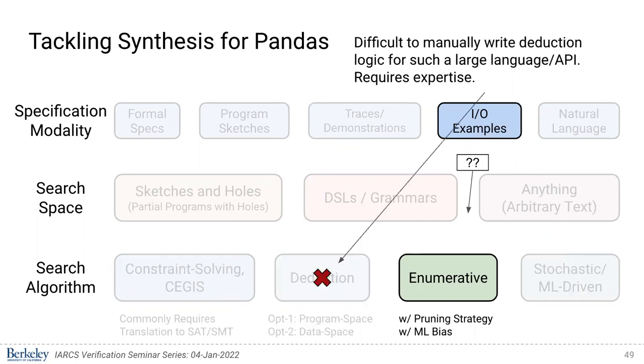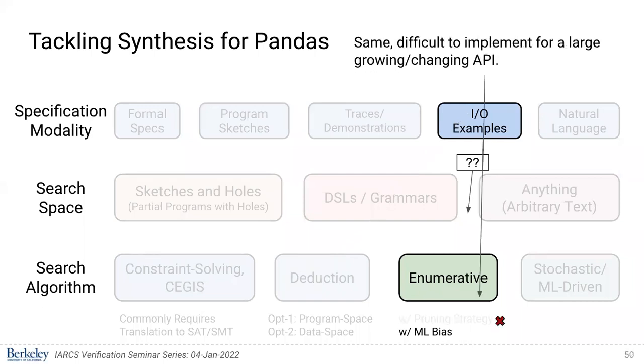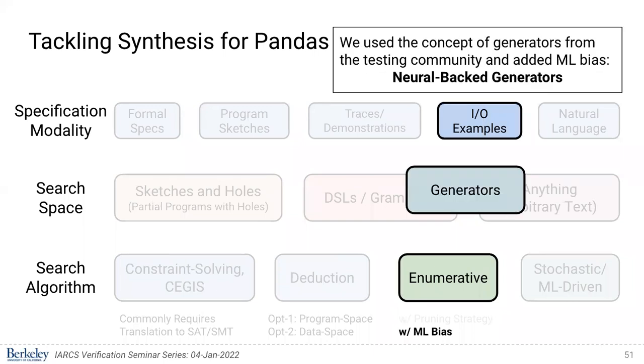And using a flash fill approach was also difficult because writing these deduction rules for such a large API would prove to be a pretty hard task. And similarly for implementing a pruning strategy when it comes to enumerative synthesis. So this is roughly how we arrived at a solution looking at the domain of pandas.